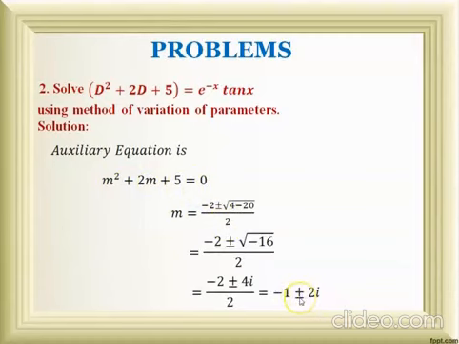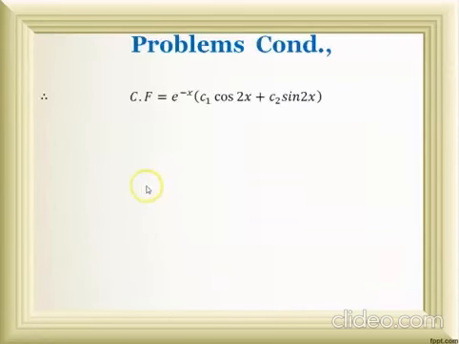Here alpha is equal to minus 1 and beta is equal to 2. So after substituting alpha and beta into the formula, the complementary function becomes e power minus x into this whole thing. Here I cannot pick the f1, f2 values, so I am multiplying this exponential inside. So c1 into e power minus x into cos 2x plus c2 into e power minus x into sin 2x.